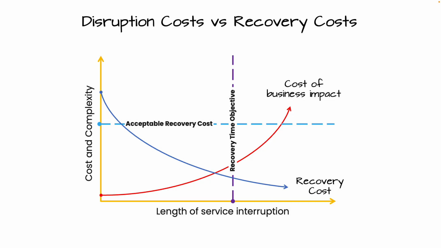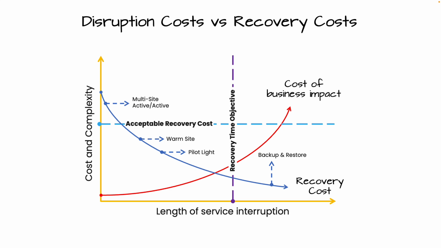So in this chart, when we've established our recovery time objective, I can really choose any recovery method that falls below acceptable recovery cost and to the left of the recovery time objective. So in this case, for example, I could choose warm site or a pilot light, which is really just minimal infrastructure in a data center.